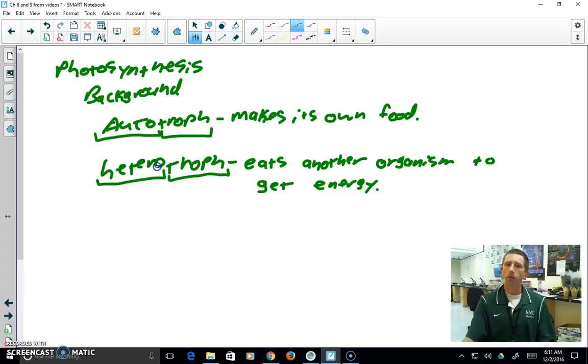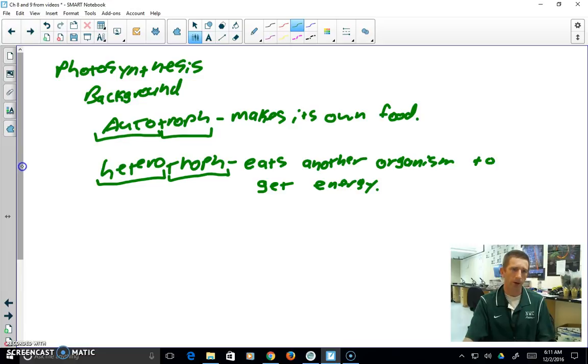Heterotrophs, they don't do photosynthesis, they just do cellular respiration, right? So autotrophs, we can think of those as plants. They have chloroplast, they have mitochondria, so they do photosynthesis and cellular respiration. Heterotrophs, we can think of those as animals. They just do cellular respiration.